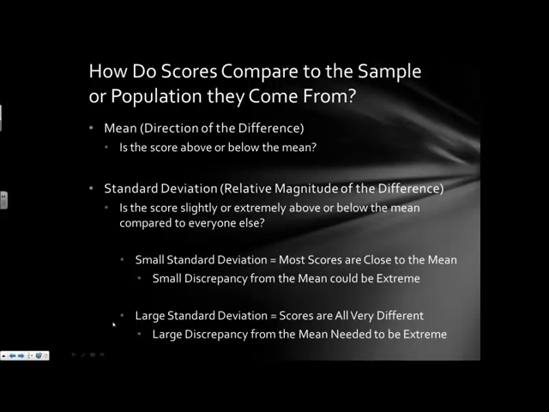If most people scored around the mean, so scores are consistent, then you'll have a small standard deviation, and any small discrepancy from the mean would be considered extreme, because most scores fall around the mean. So if you don't, then you're probably a more extreme score. But if there's people scoring all over the place, then you're going to have a large standard deviation, and you'll require a larger discrepancy from the mean to be considered extreme, because there's tons of people in the sample or the population that don't have scores that are close to the mean.